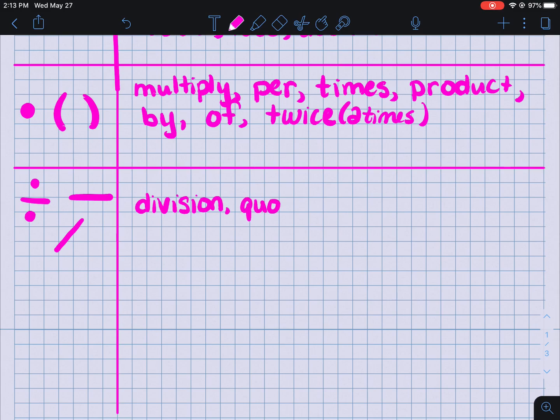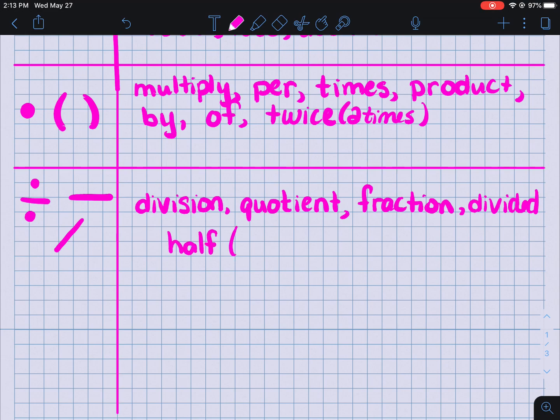Quotient, I know that's a word we often forget. When you see the word quotient, that means division. Sometimes if I say fraction, that can mean a small division problem. Divided by, and anything like half or a third or a quarter, something like that. Half means we're going to divide by 2, okay? So those are kind of words you want to look out for.